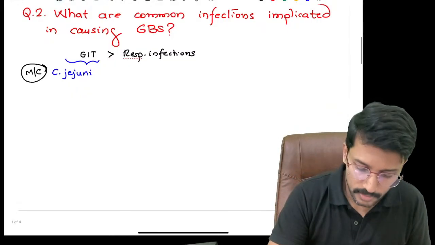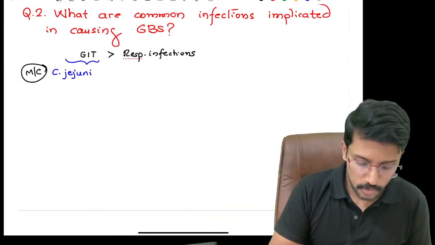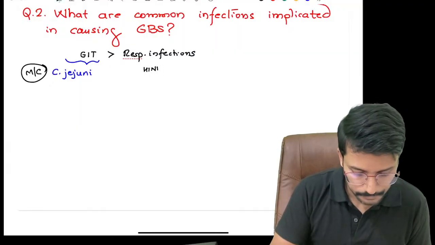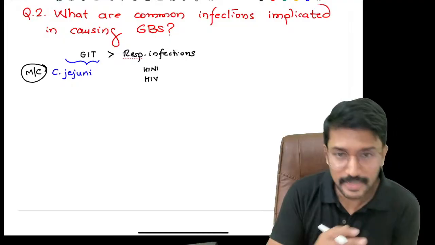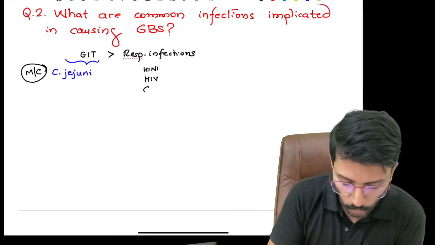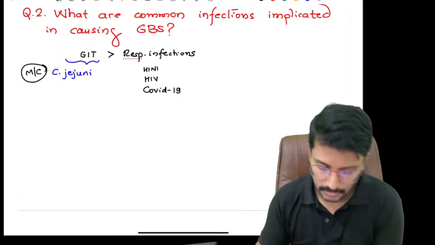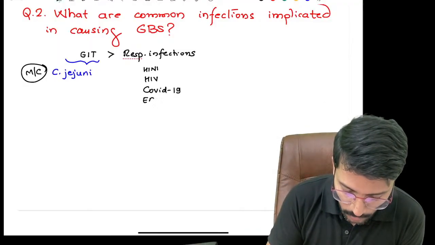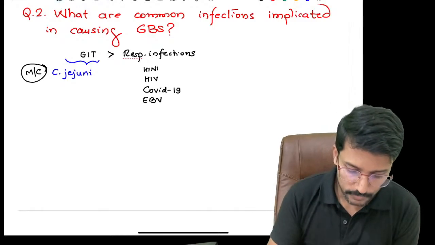Okay. What other infections are known to cause it? The respiratory infection list is long. H1N1 is known to cause it. HIV is known to cause it, right? Apart from that, in recent times during COVID, even COVID-19 has led to multiple cases of GB syndrome, right? Other than that, Epstein-Barr virus infection is also known to cause it.